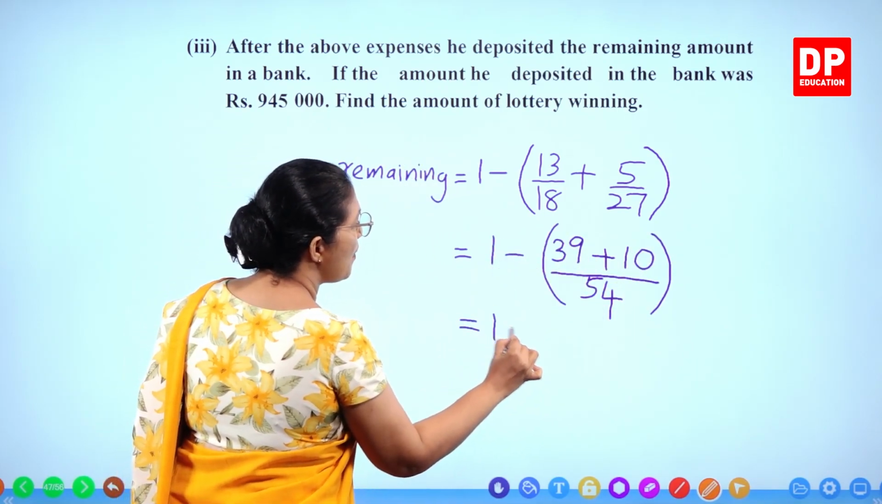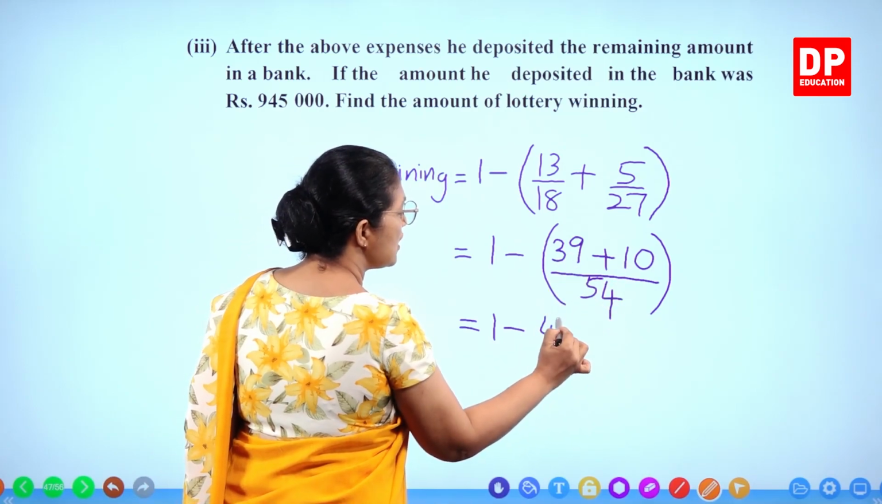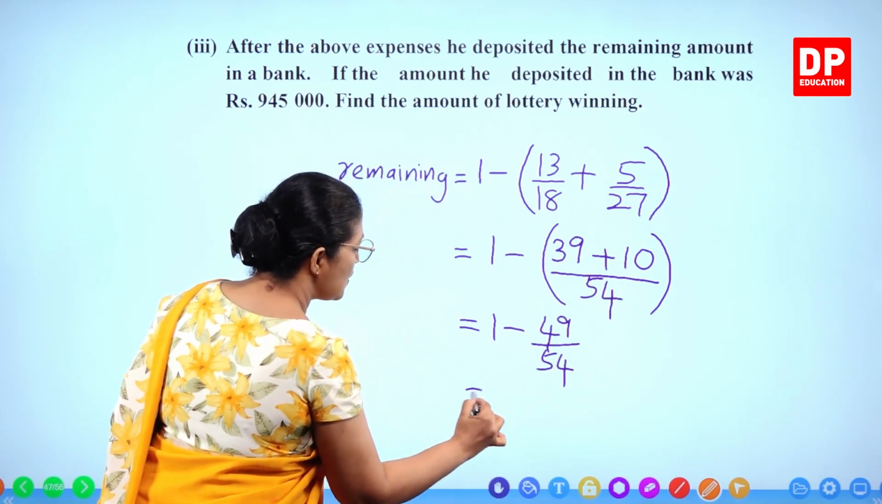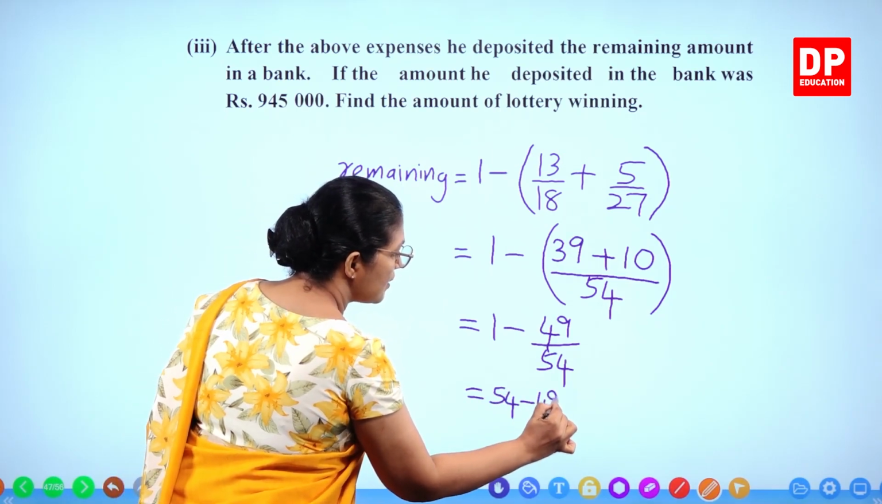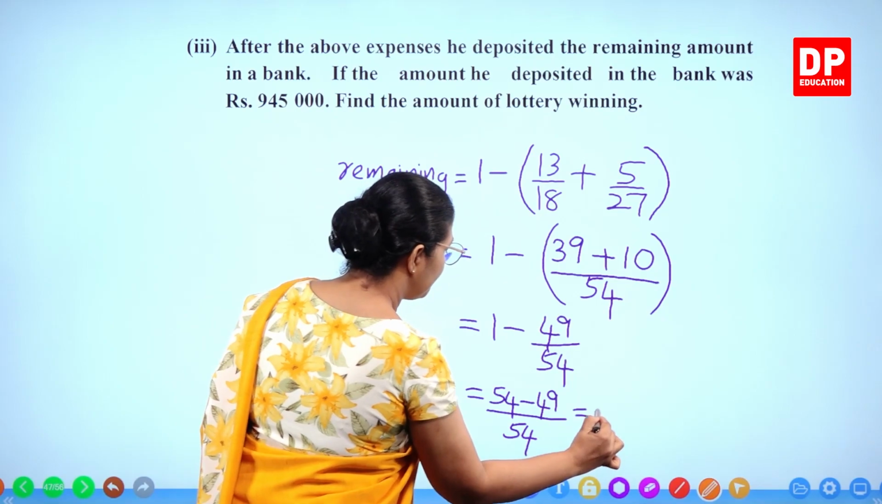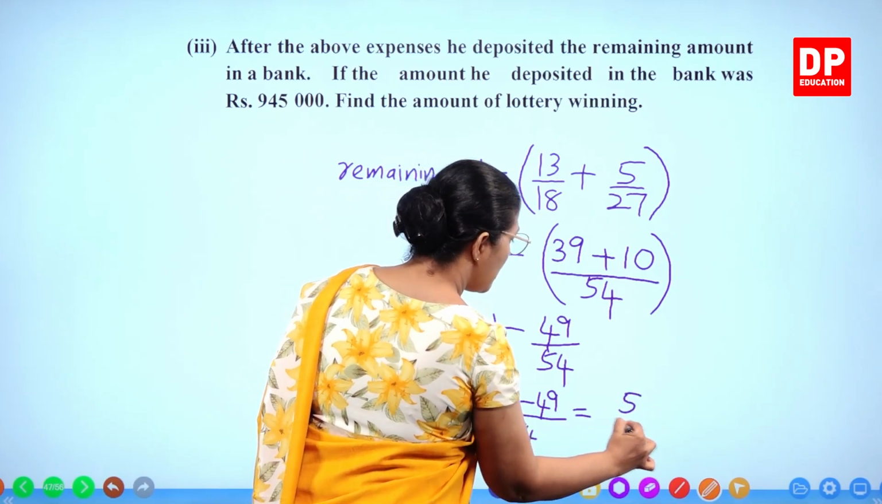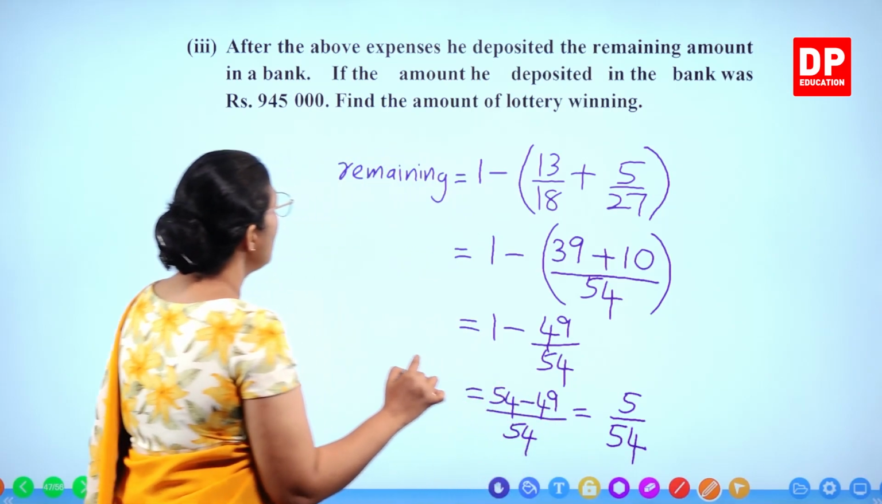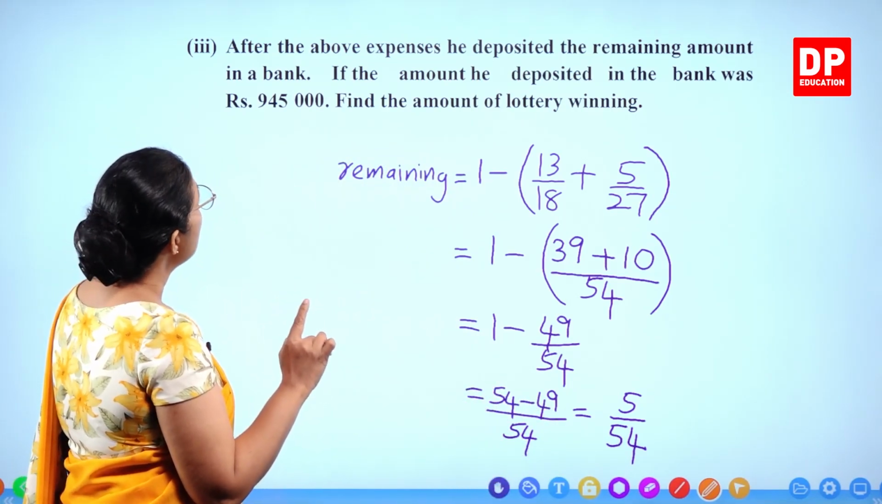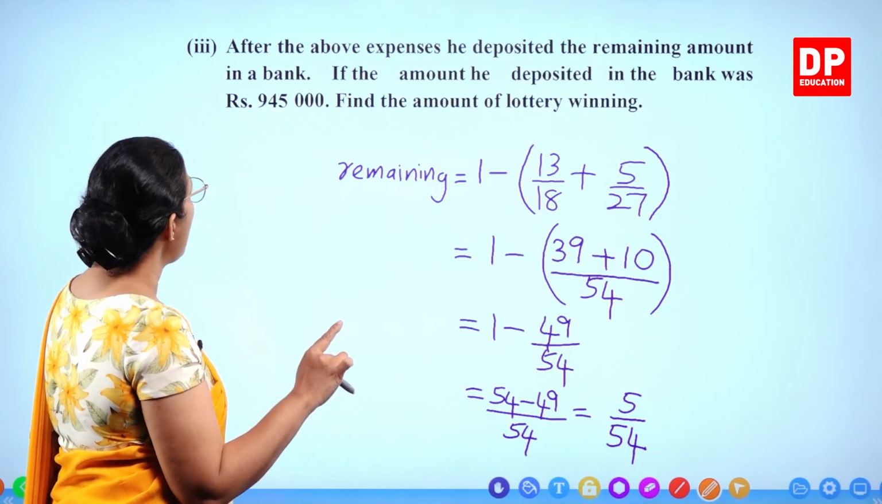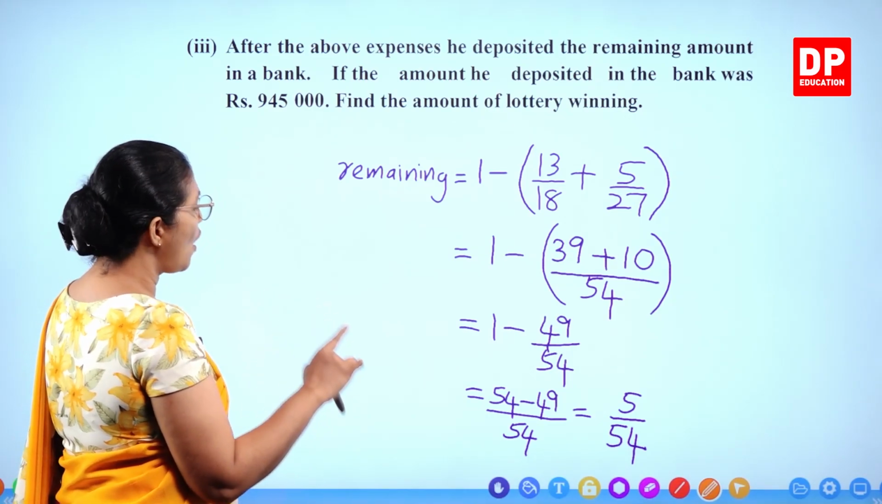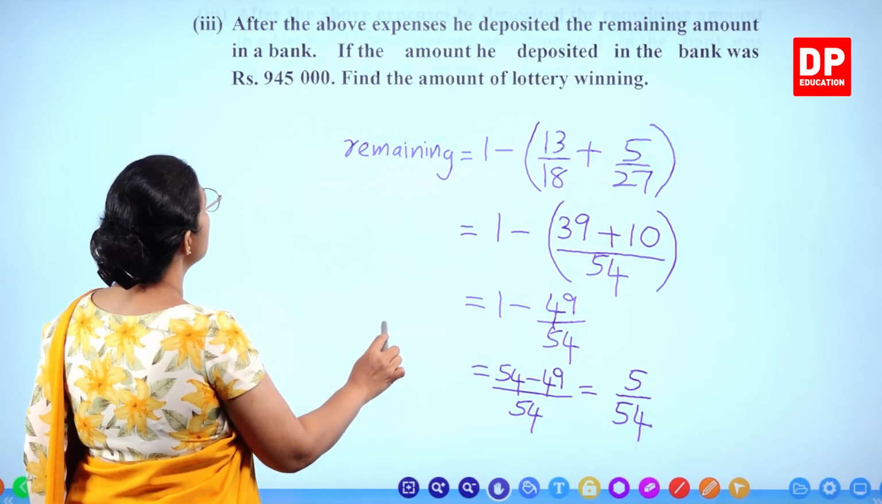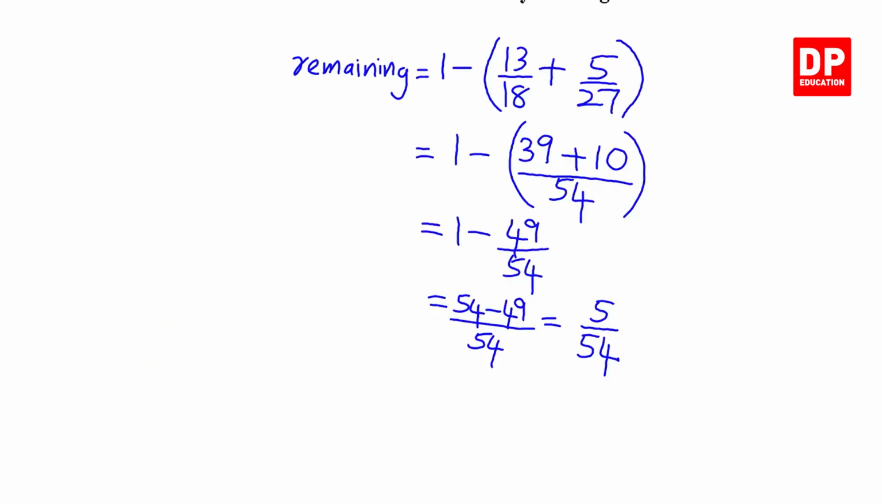Now simplify. 1 minus 39 and 10 becomes 49 over 54. So that means 54 minus 49. You get 5 over 54 is the remaining amount. Here it says if the amount he deposited in the bank was 945,000, so 5 over 54 parts is 945,000 rupees. Now they are asking the amount of lottery winning.